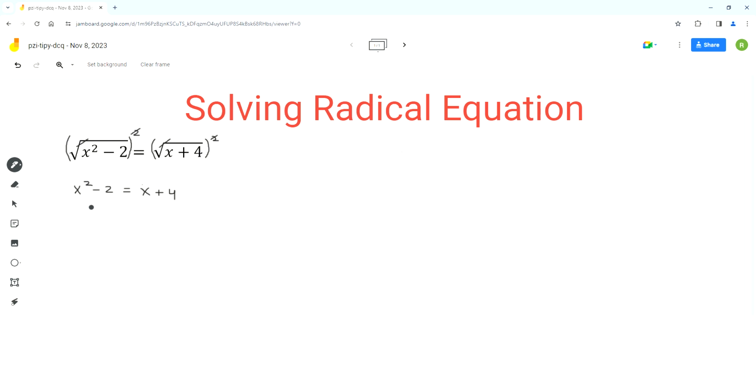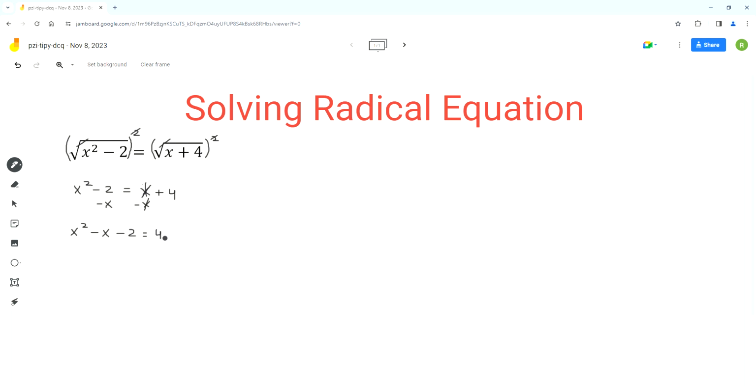So the first step is to move all terms to the left side of the equation. We start by subtracting x from both sides. So the x terms on the right side cancel each other out. So we are left with x squared minus x minus 2 equals 4.